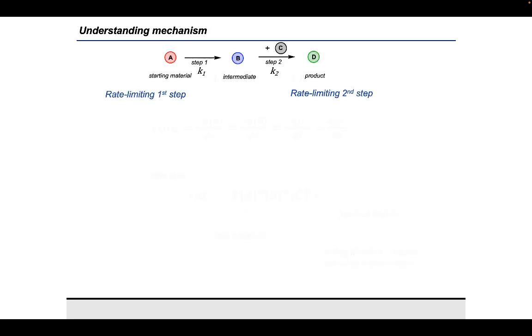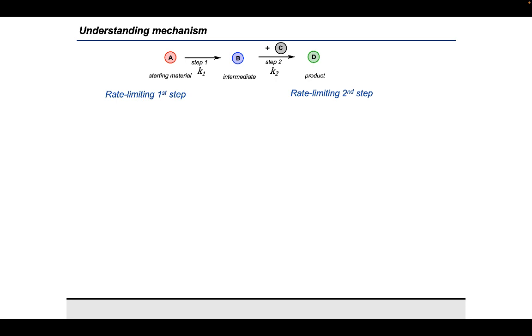So let's go through a simple example to begin here. Now, this sort of scenario actually shows up pretty frequently when it comes to small molecule organic reactions. Here, A reacts to form product D through two steps. Step 1 has a rate constant of k1, and step 2 involves the addition of another reagent, C in this case, and proceeds with a rate constant k2. So now this reaction proceeds through an intermediate B.